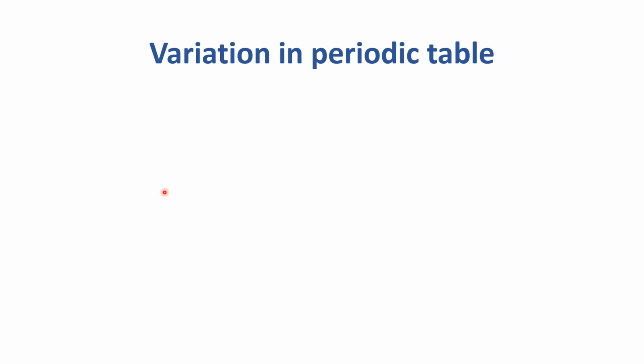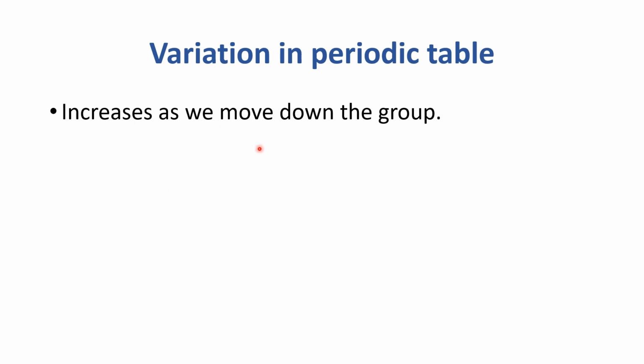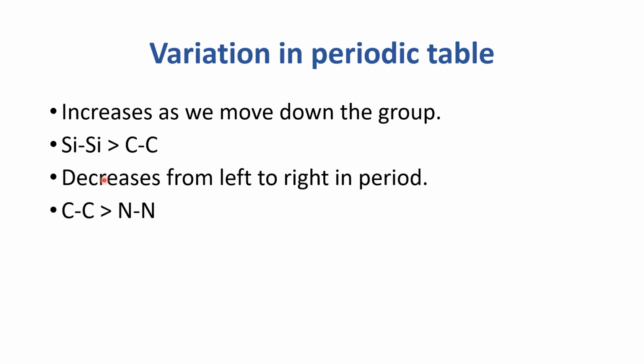Next is its variation in the periodic table. It increases as we move down the group. Silicon की जो bond length है वो ज़्यादा है as compared to carbon, while it decreases from left to right in a period. C-C bond length जो है वो greater है than that of nitrogen.